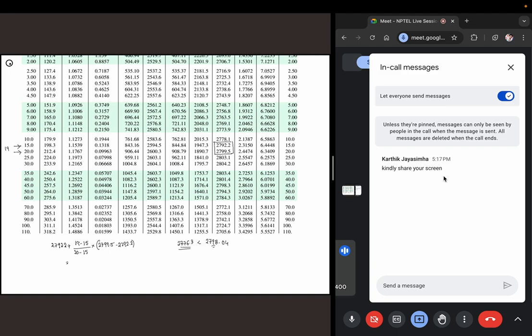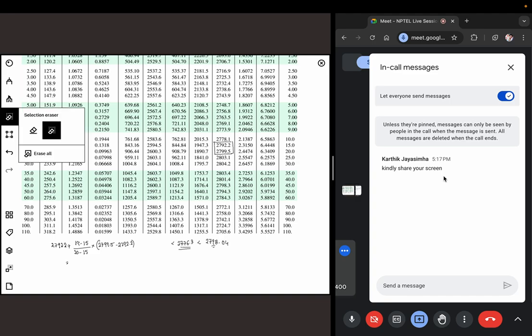So what is the other value? We know the value for this. So if you just calculate the value of HF as well.